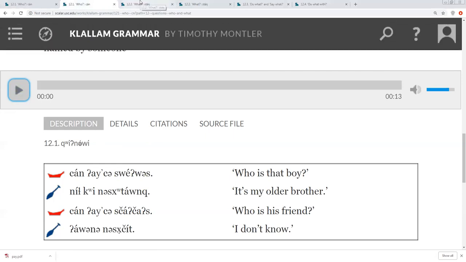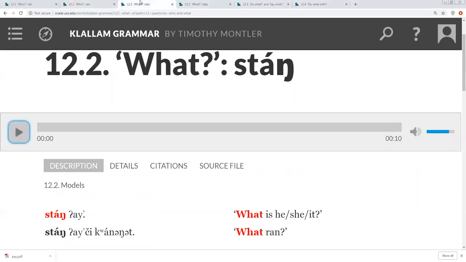So let's go over stong. The word stong means what? And it also can mean something. Let's go over our models. What is it? Stong ai. What runs? Stong ai chi kwan nik.